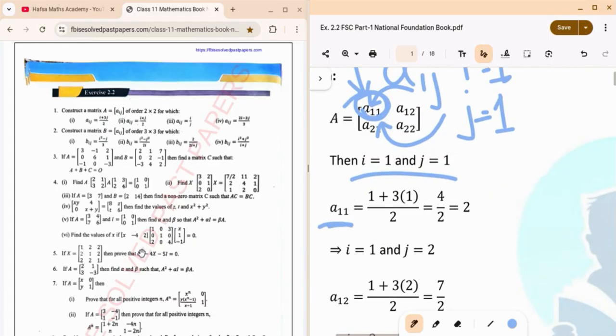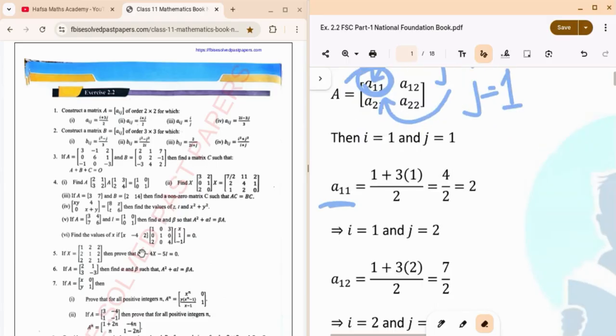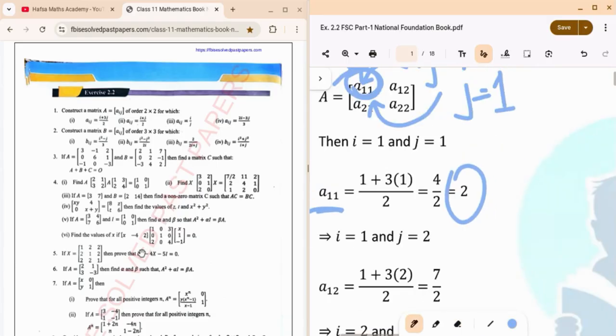A with the element 11 is 1 because i is equal to 1, plus 3 into 1 because j is also equal to 1. And then you're just going to do all of your solving, and you're going to find that the answer to the first element of our matrix is 2.